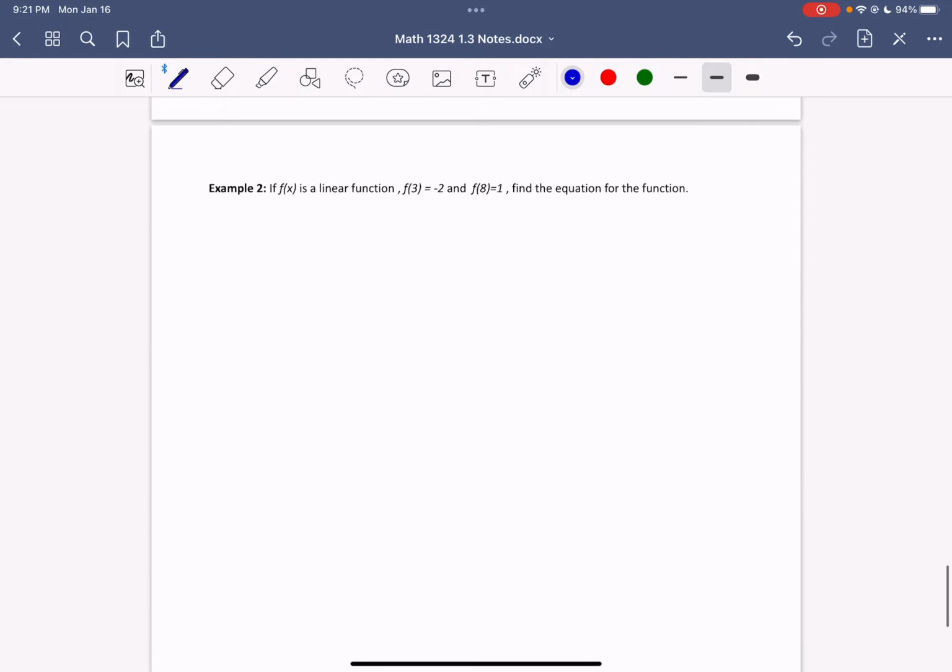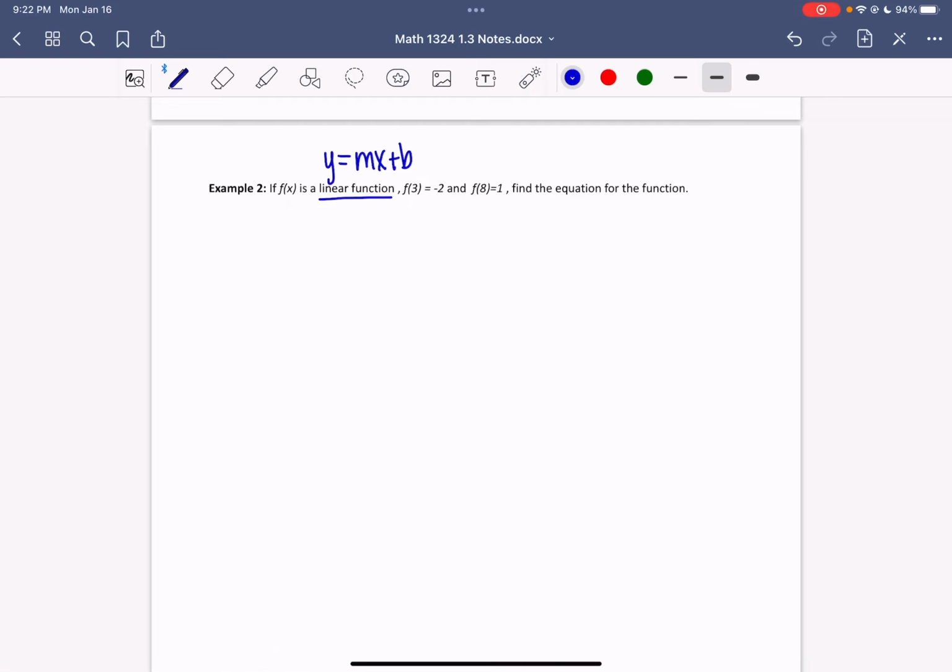Now let's go into another one where we have to find the slope, and I just took it down to the basics so we can walk through all those different processes without the wheels and total costs being involved. It says if f of x is a linear function, so the fact that it's saying linear function, that means I should be thinking y equals mx plus b. Then it gives me f of 3 is equal to -2 and f of 8 is equal to 1. Find the equation for the function.